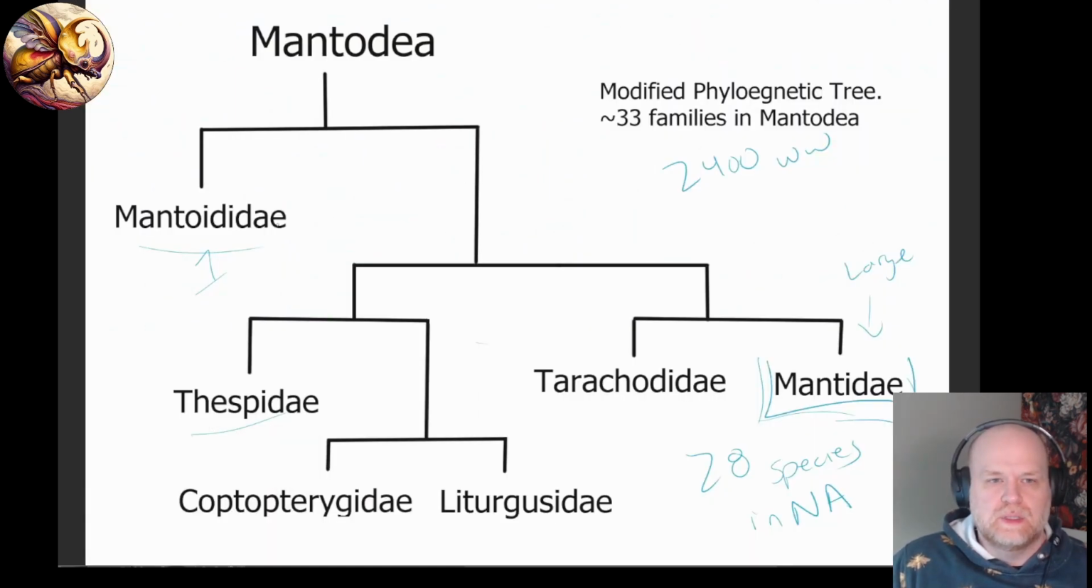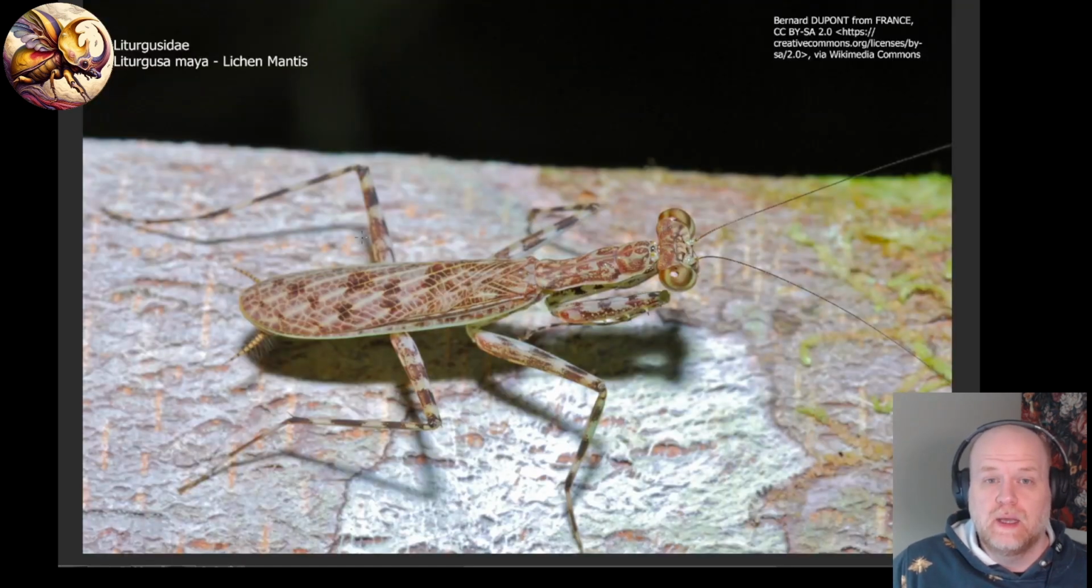So we have talked about this one and this one and this one. The Liturgusids are really cool. These are the lichen mantids, and they're fairly easy to identify. They tend to be found on trees. They tend to hang out on tree bark, and part of that is because they are so well camouflaged to hang out on trees. They are generally this sort of brown color. Sometimes they're speckled, and they have these enormous eyes. Out of all the mantids in North America that we're talking about, the proportion of their eyes to their head is absolutely enormous, which makes them very, very easy to identify.